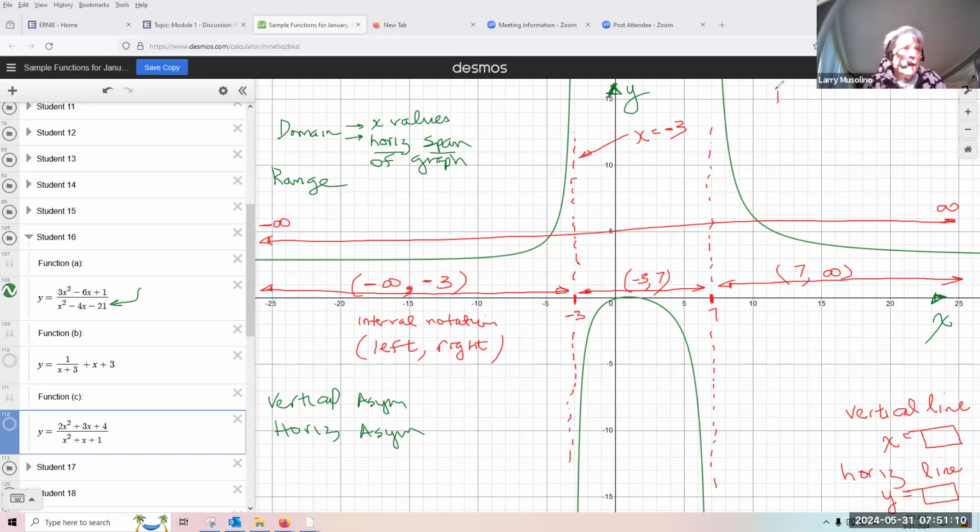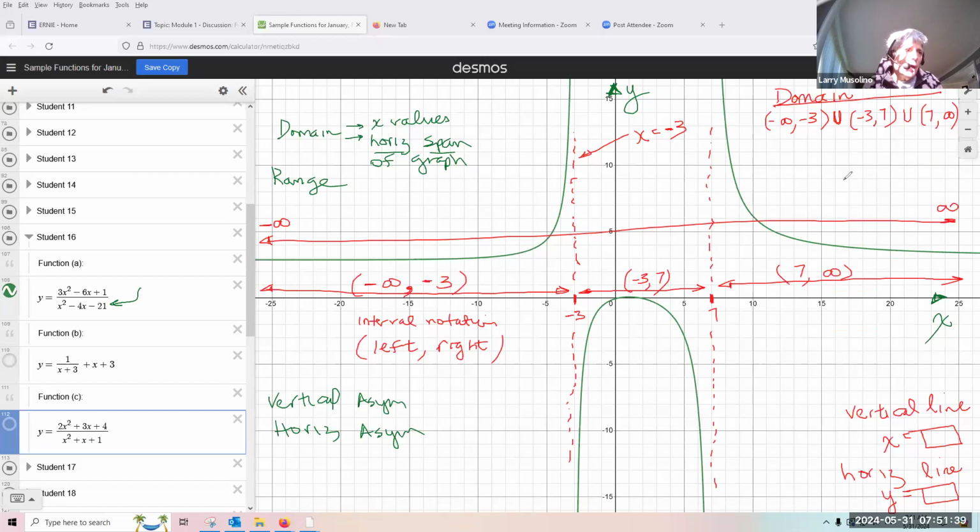So to write the domain in interval notation, I would write negative infinity, negative 3. And then usually we put a union symbol here. Union means we really want to join these 3 separate intervals together to form the domain. Union negative 3, 7, and then union 7, comma infinity. So that would be the domain.